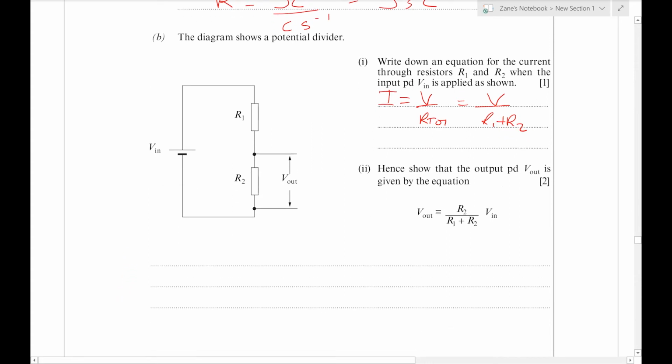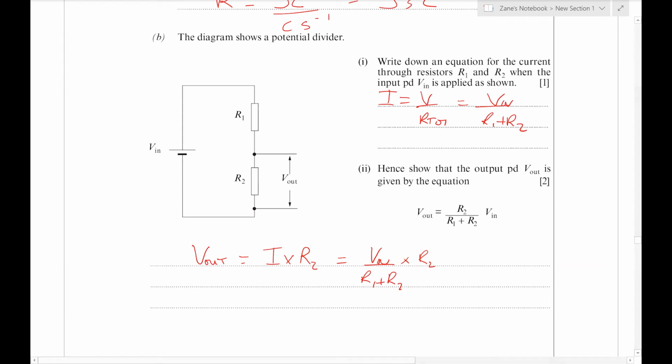Next we've got to show that the output PD Vout is given by the equation Vout is R2 over R1 plus R2 times Vin. I'll just go back to the last part for a moment and note that V is actually Vin. So to find Vout, all we're going to do is multiply the current by the resistance where that output is connected. So it's I times R2. Now I, as we've just said, is Vin over R1 plus R2.